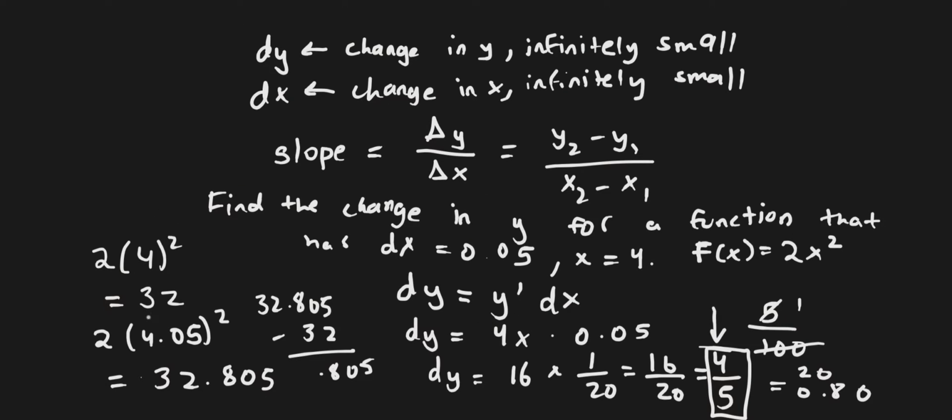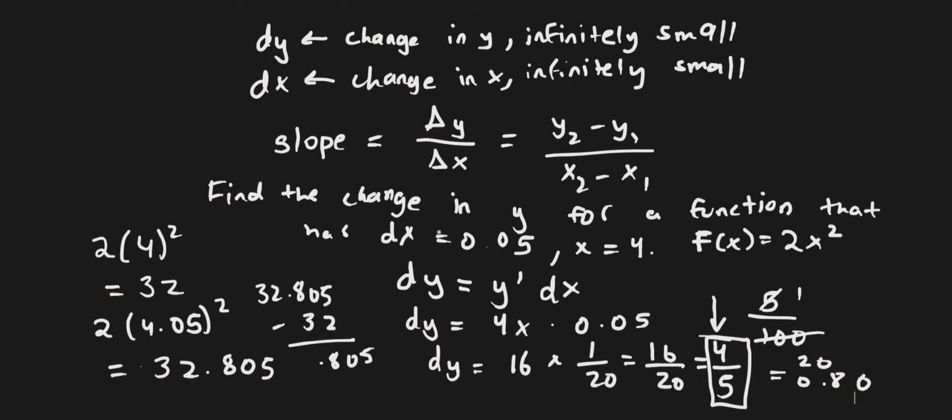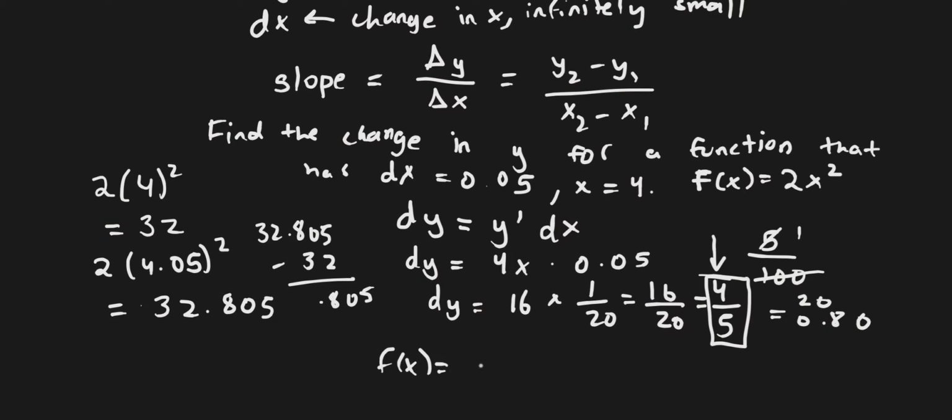You can just plug in 4.05, but let's say that we had a function like f of x is equal to the square root of x, or something like this. Now if we wanted to look at the change in y if dx was equal to 0.05 and x was equal to 4, then the square root of 4 is easy. That's just going to be 2, but dx is 0.05, so we need the square root of 4.05, which is not going to be very easy to do. We obviously know it's between 2 and 3, but it's not going to be an exact number, and we're going to have a hard time finding this. So that's when we use differentials to approximate this.